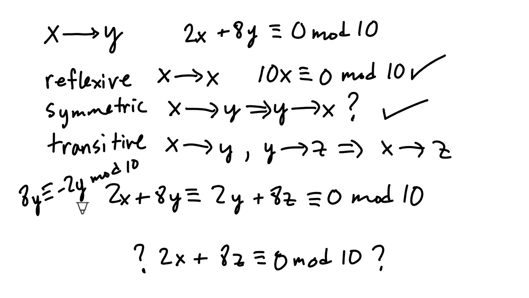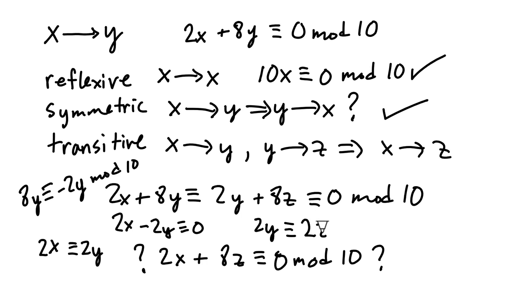So really this statement equaling 0 really is the same thing as 2x is congruent to, so just a second here, so you can see that completely. This is 2x minus 2y is congruent to 0, and that's the same thing as saying 2x is congruent to 2y. So 2x is congruent to 2y. What does this mean right here? Well, this means that 2y is congruent to 2z.